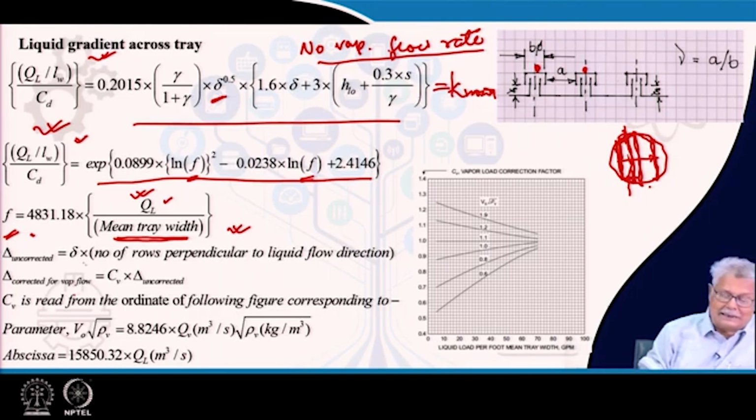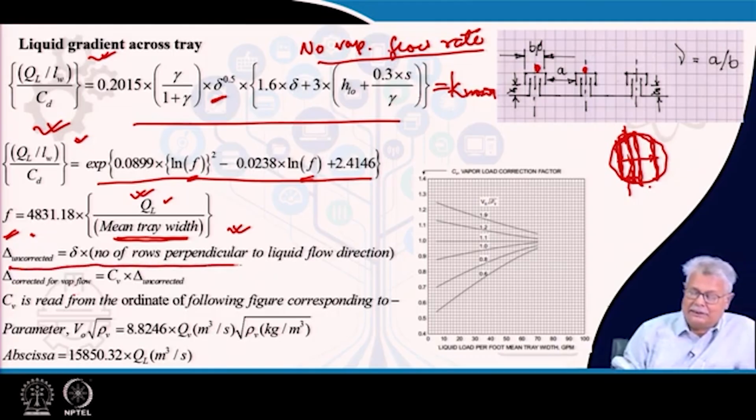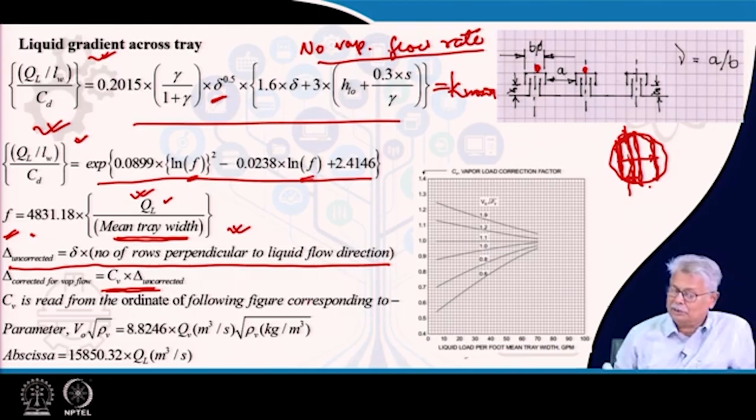The total delta, as I have already said, is delta multiplied by the number of rows perpendicular to the liquid flow direction, which is small n. You have to have a correction for this now, which is CV. CV is read from a graph. The graph is here. CV here, let us have a look.